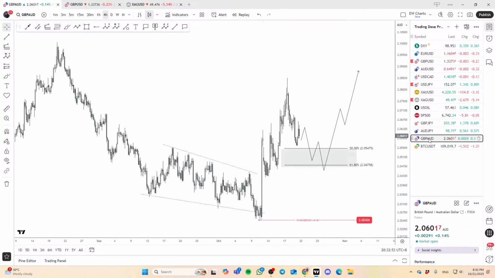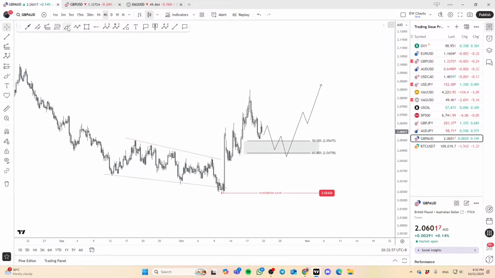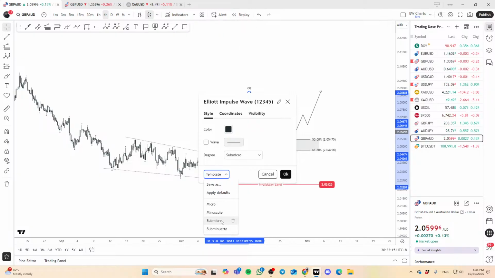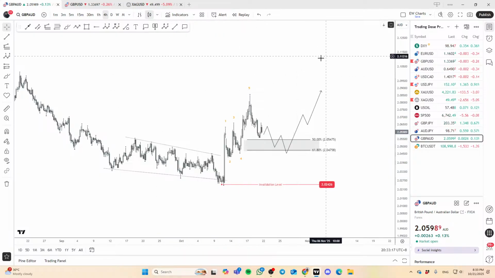Then we have the pound odd, right? Pound odd here, what we're looking at is we do have this crawl structure. Okay, this is pretty impulsive, and then we end off with a little bit of a crawl. So from an Elliott wave perspective, this would be what I would put in as a leading diagonal, right?